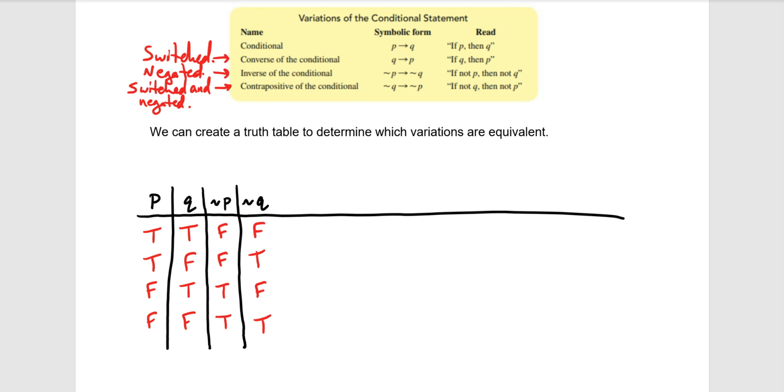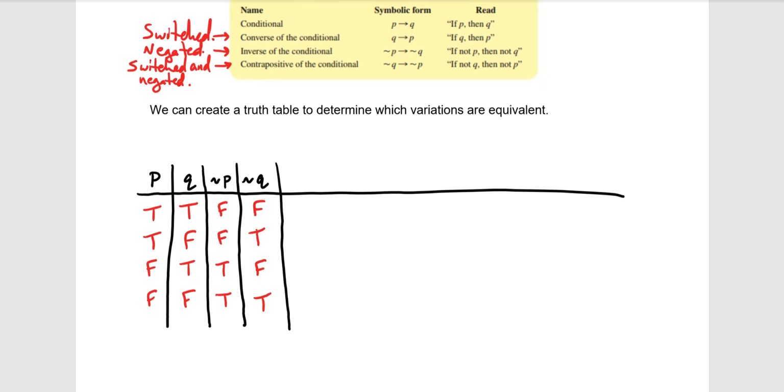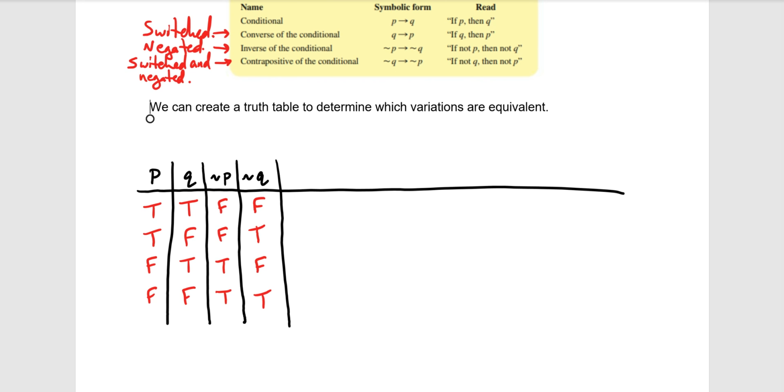And I just filled those in really quickly because once again, hopefully we're comfortable with it. And let's go ahead now and fill in all of these variations. Okay, so first let's just do the conditional. So we have if P, then Q. For the conditional, this is only going to be false when it goes from true to false. And that's going to be one time here with these two statements, so the rest are going to be true.